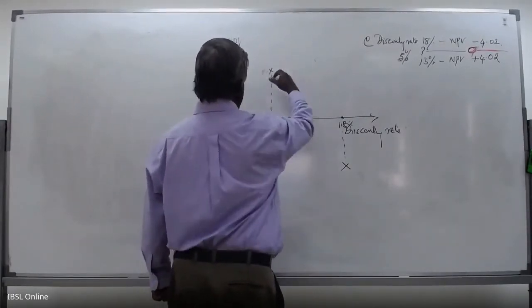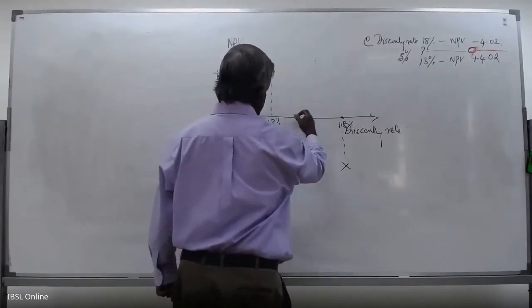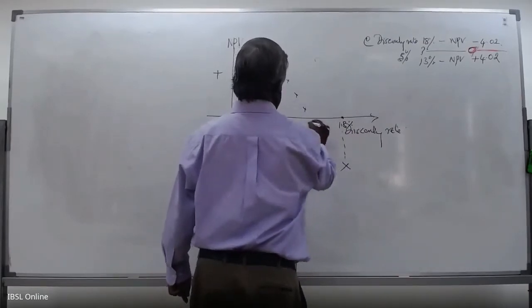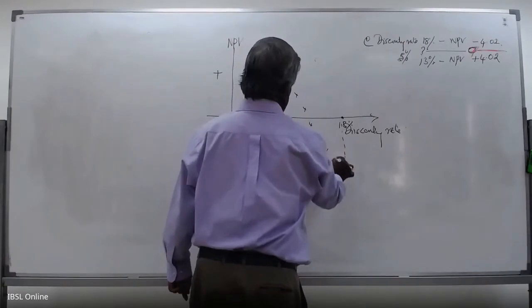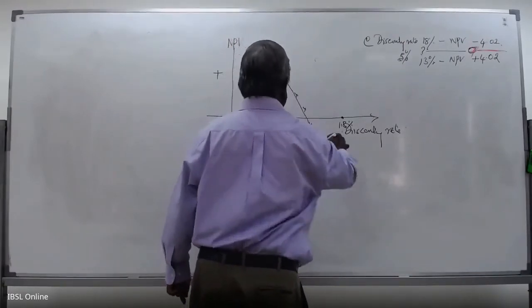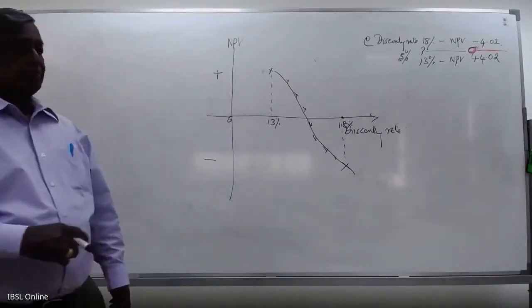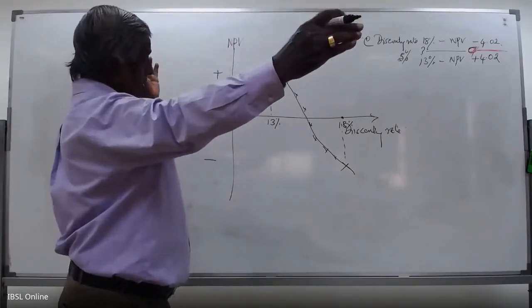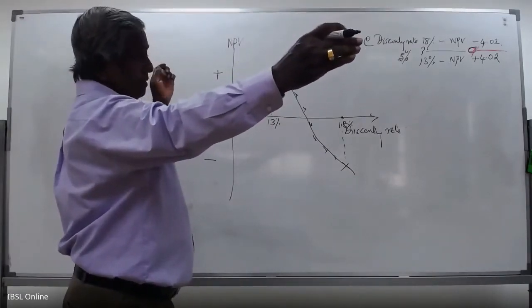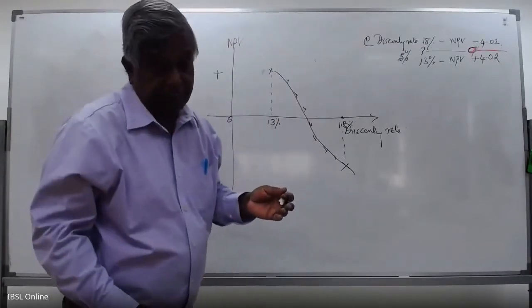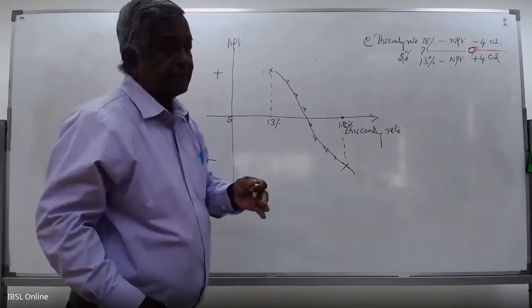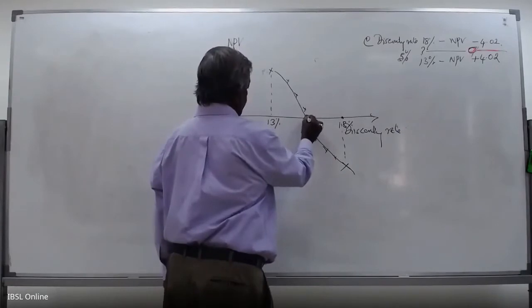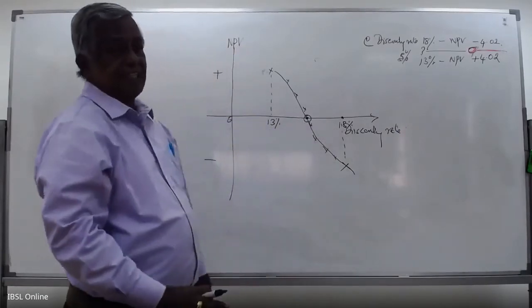So when the discounting rate is increasing, the NPV becomes negative. When you take NPV for different discounting rates and plot a graph, the graph may be like this. At this point it is negative, and at this point it is 0. NPV is 0.